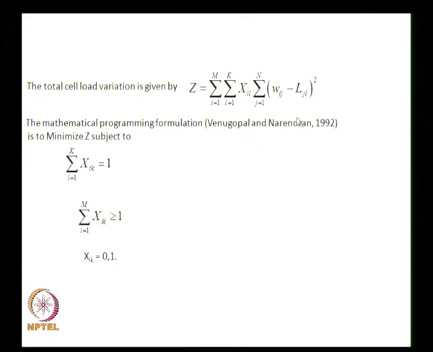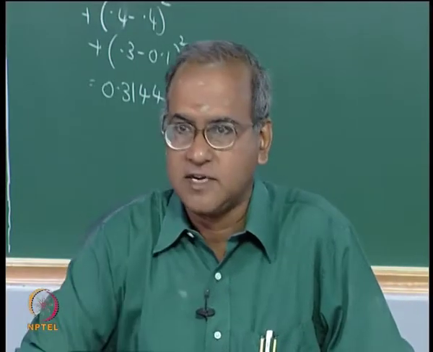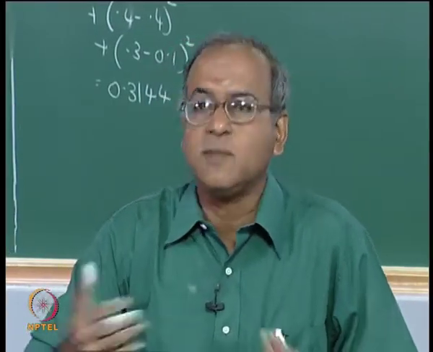So, this objective function Z equals the double summation, i equal to 1 to m, l equal to 1 to k, of Xil times (Wij minus Ljl) whole square, which minimizes the total cell load variation. So, the objective is to minimize the total cell load variation subject to some constraints.